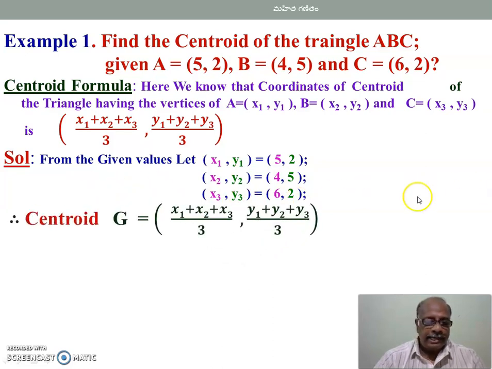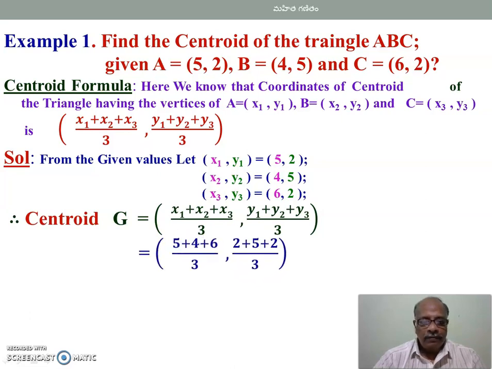Now write the centroid formula. Substitute the values in this formula. What is x1? 5. Right here. What is x2? 4. What is x3? 6. Then substitute the values of y. y1 means 2, y2 means 5, y3 means 2.